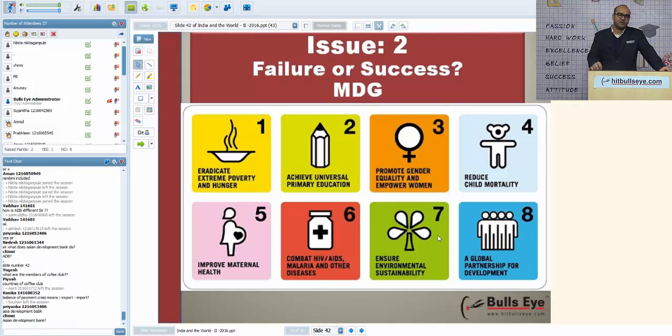Yes, broadly speaking, Konika, that is the definition of balance of payment crisis. The idea is you are importing more as compared to what you're exporting. So your foreign exchange reserves are depleting.